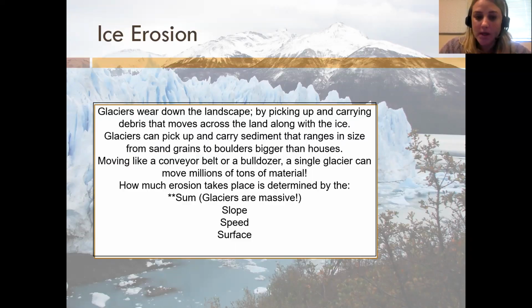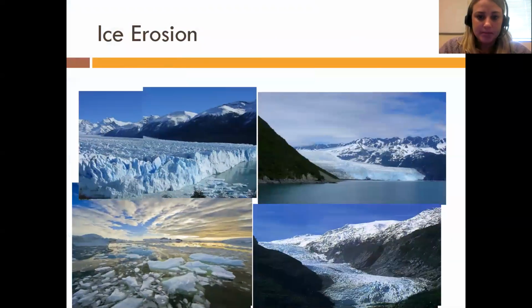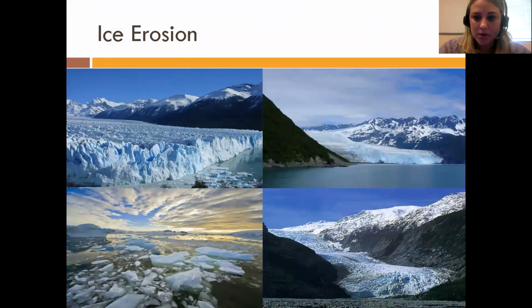Which is a great amount. Again, how much erosion takes place is going to be determined by the size of the glacier. Remember, glaciers are massive and they're able to move large amounts of material. Again, slope, speed, and then the surface area. All of these have a great relationship, so one plays into the other. So here's some examples of glacial erosion. And remember, these are large masses, and they'll actually shear off rocks and then move them. They can move them miles and miles.